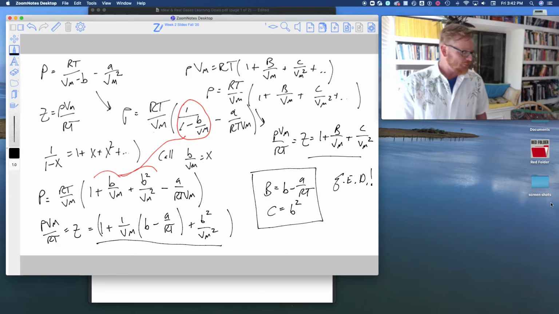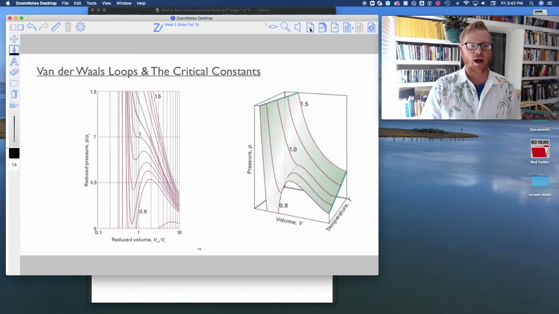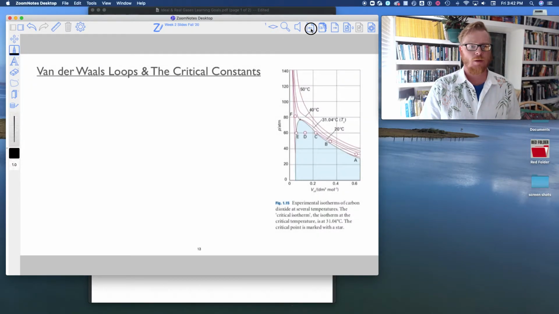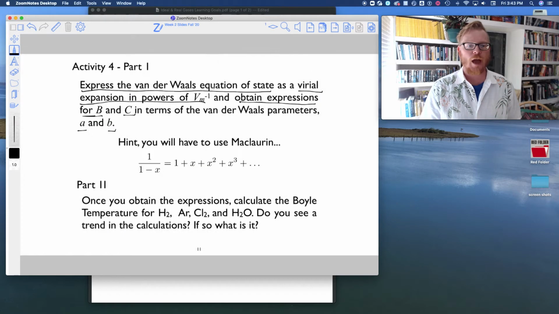Okay, awesome. So let's back up here now. Because look, I wrote that down in the previous lecture, right? Capital B, big B, equals little b minus A over RT. Big C equals little b squared. Beautiful. Okay, so that was part 1.